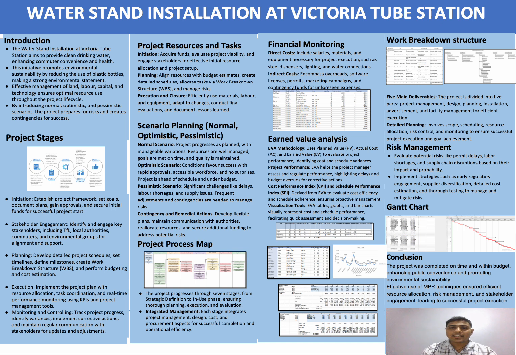The primary objective of this project is the installation of water stand at Victoria Tube Station. And my main aim is to provide clean drinking water, enhancing commuter convenience and promoting environmental sustainability. The project was broken down into different stages. First initiation, second planning, third execution, and fourth closure. And in each stage carefully resource management was crucial.